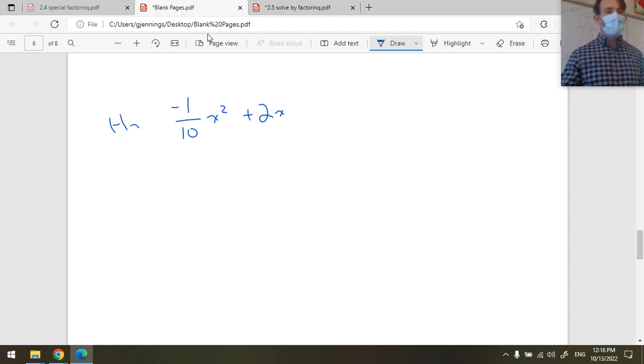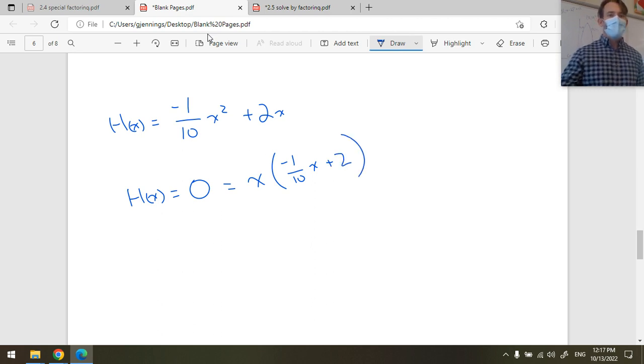So I have this as height as a function of horizontal distance, and I'm interested in when that equals 0. And I'm going to only factor out my x. Then I will have negative 1 over 10 x plus 2 inside the bracket still. All I've done is factor out an x. I still get either x is 0 or negative 1 over 10 multiplied by x plus 2 equals 0. And that's harder to solve, but it's still solvable.